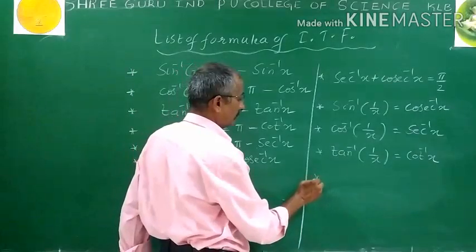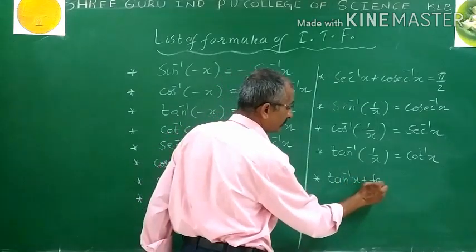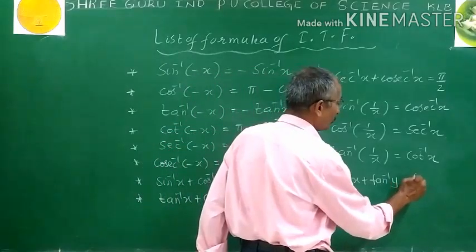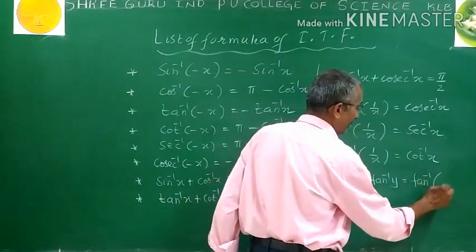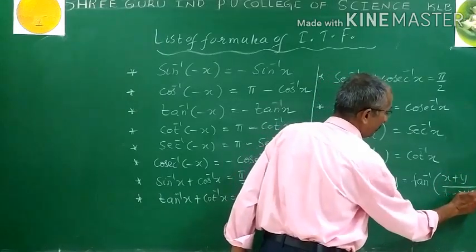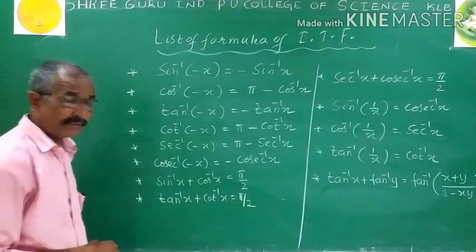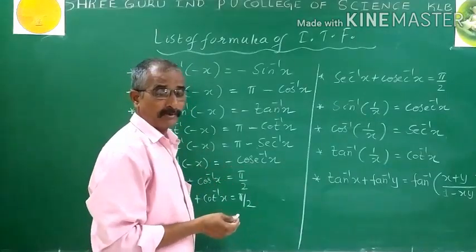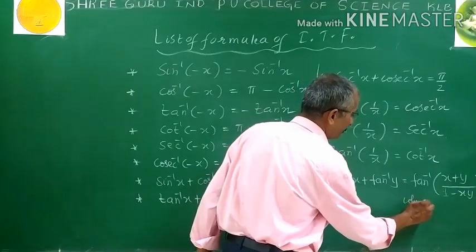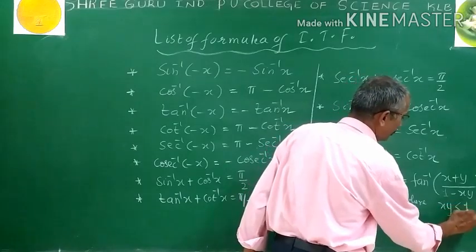Next formula, tan inverse x plus tan inverse y is equal to tan inverse of x plus y whole divided by 1 minus x into y. But for this formula there is a condition. Why and how you can come to it, in that topic. Condition is that xy must be less than 1.